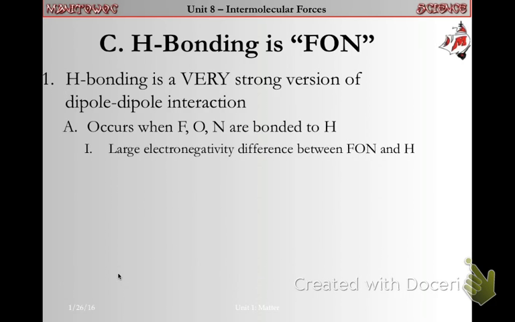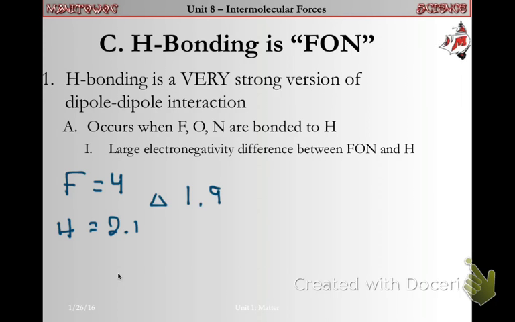So hydrogen bonding occurs when fluorine, oxygen, or nitrogen are bonded to hydrogen. That's where the F-O-N, the fun, comes from. These lead to incredibly strong intermolecular forces because of the electronegativity difference between these elements. For instance, fluorine has an electronegativity of 4, and hydrogen has an electronegativity of 2.1. The difference between those two is 1.9. It's a large difference. That's an enormous difference.